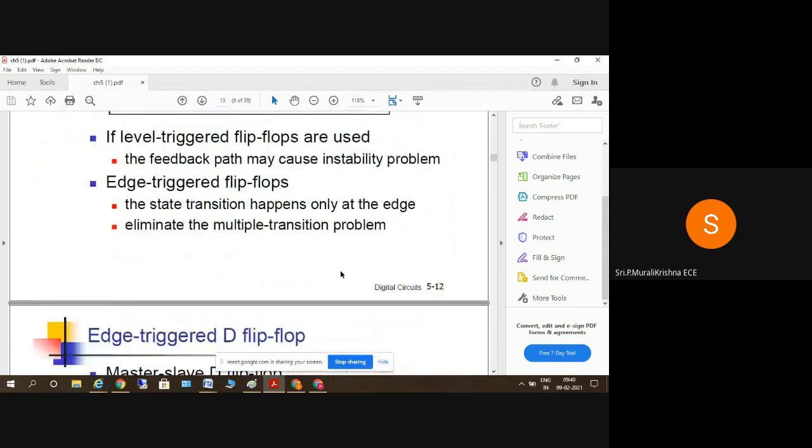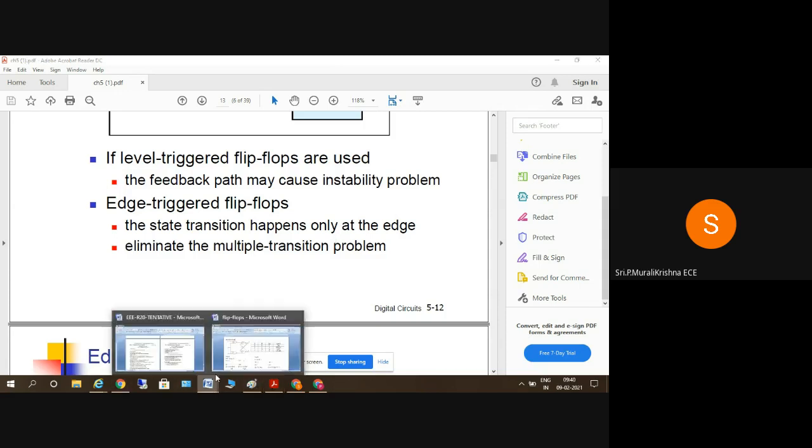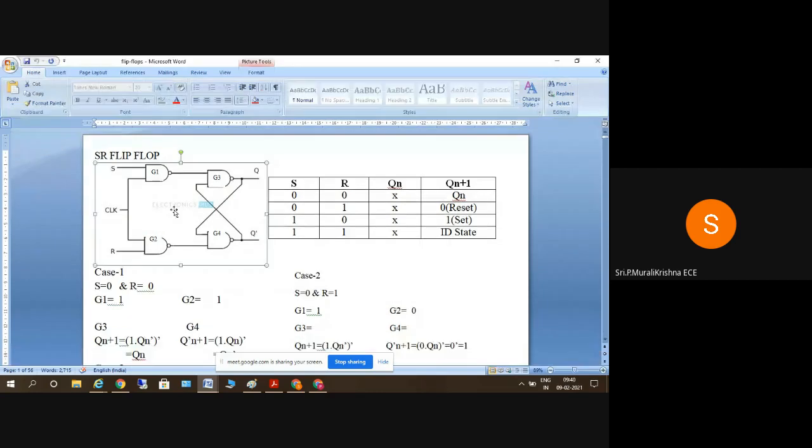Coming to edge triggered flip flops, we'll see the various flip flops available and their circuits. We'll have four flip flops: the SR flip flop, the JK flip flop, the D flip flop, and the T flip flop. We'll see the circuits for these four flip flops and do the analysis of them. The first one is the SR flip flop.